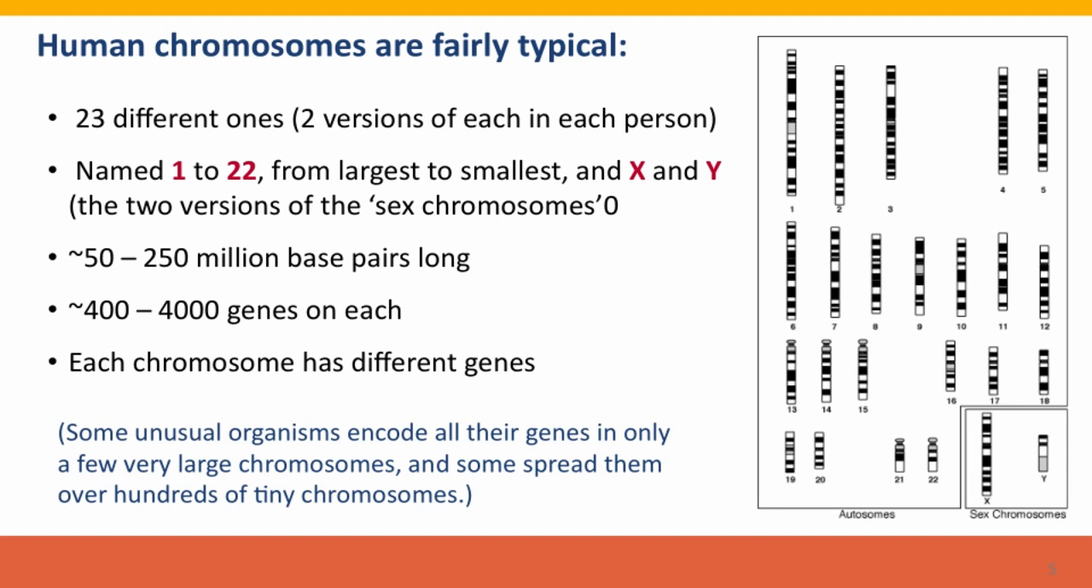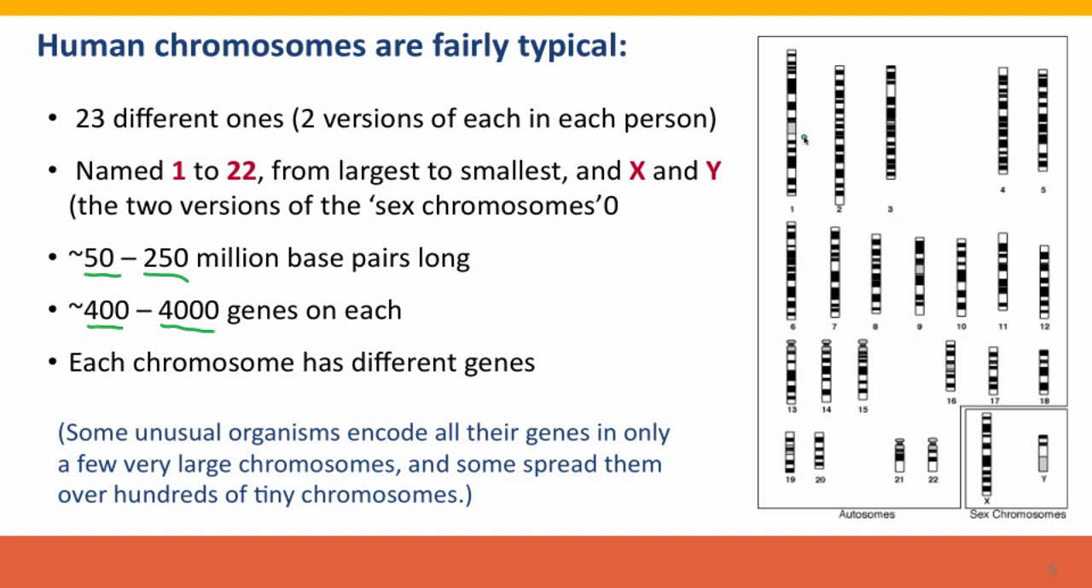Now, each chromosome, again, the X chromosome I described was typical. Each chromosome has got between 50 and 250 million base pairs of DNA. That's how long it is. And in that DNA sequence is the information for between about 400 to 4,000 genes, depending on the chromosome. The longer chromosomes have more genes on average. And as I said, each chromosome has different genes. Not just different versions, but completely different genes on each chromosome.